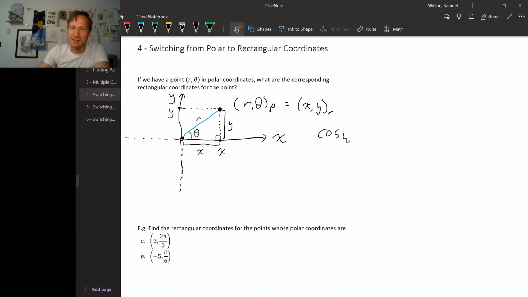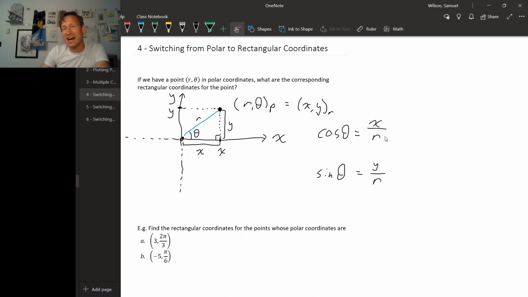Cosine of theta in this right triangle is the adjacent side, which is x, over the hypotenuse, which is r. And sine of theta is the opposite side, which is y, over the hypotenuse, which is r.